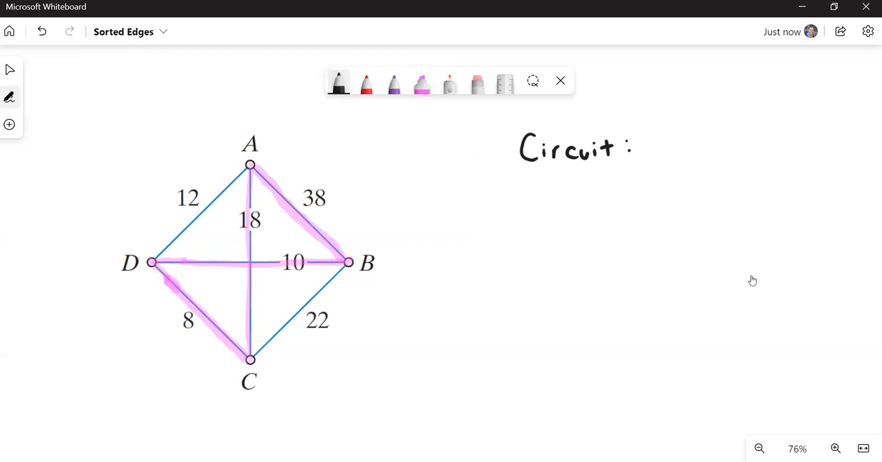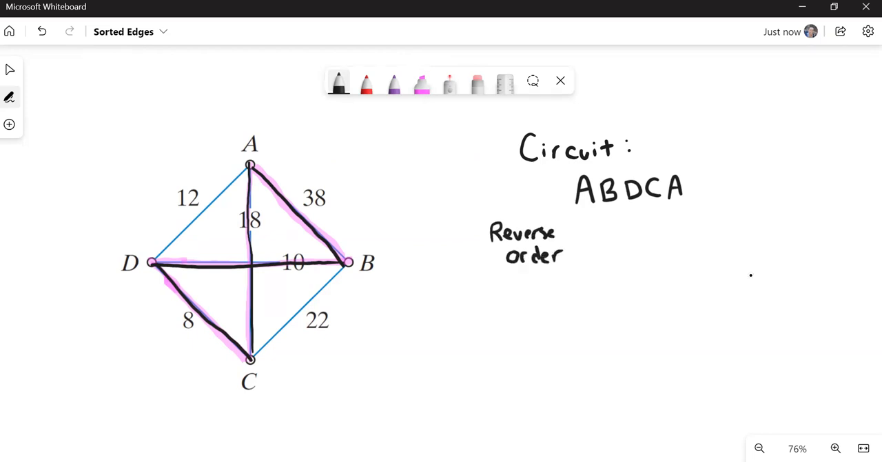So my circuit, if I want to pick a starting spot, I could pick A. You can see that if you start at A, you could either go to B or C from there. So I'll just write it as B. And then you go across this line to D, and over to C, and then back up to A. That would be my circuit. I also could write that in reverse order, it would be the same. So what I mean by reverse order is if you went the other direction, if you started at A and then went to C and then D and then B and then A, that is the same circuit.